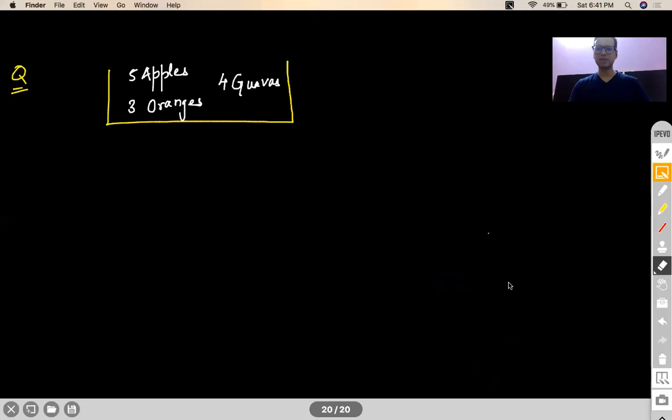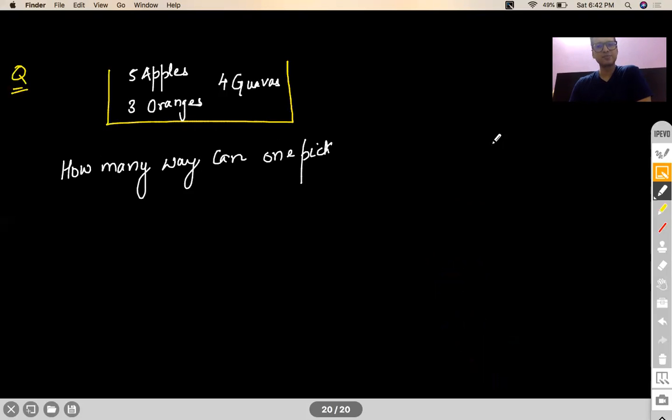So I have a question for all of you here. This is a fruit basket which contains 5 identical apples, 3 identical oranges, and 4 identical guavas. In how many ways can one pick, number 1, at least one fruit of each kind?